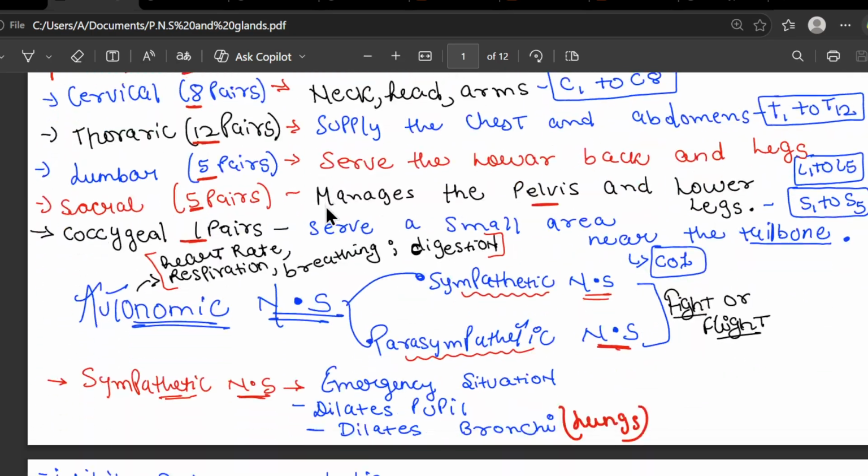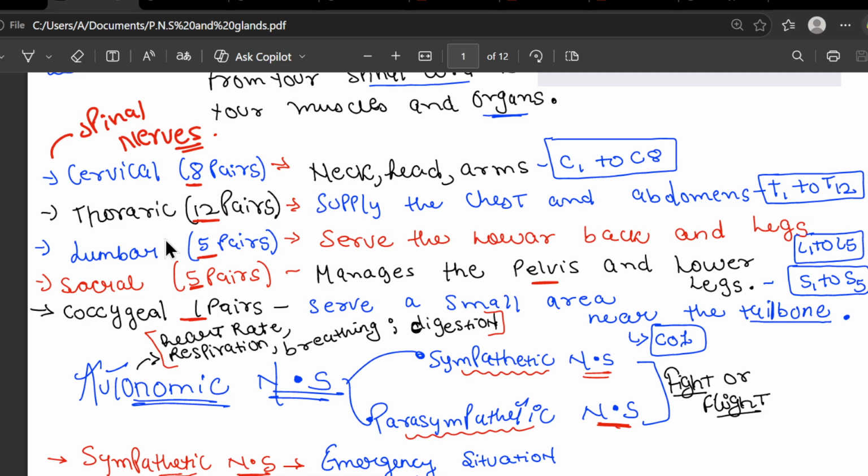of spinal nerves. So if we look at the spinal, it has 31 pairs. So you have cervical. Cervical is in your head, arms and neck. As you have seen, some people have pain in the neck. It's because their cervical nerve is not functioning properly and they have to fix that, right?